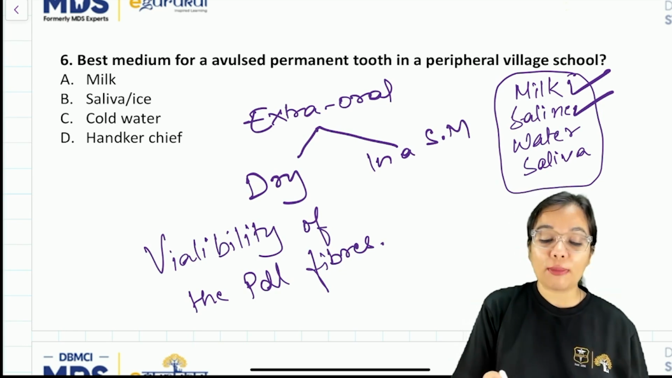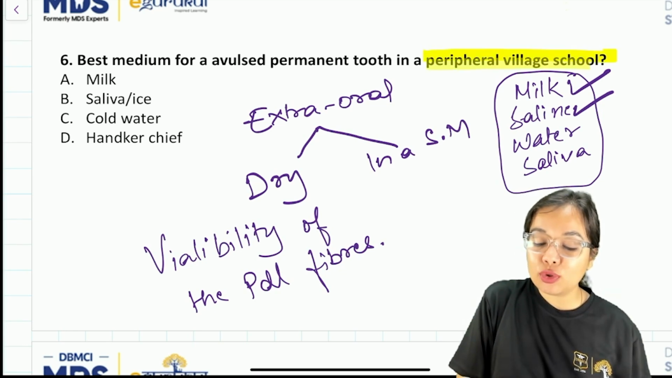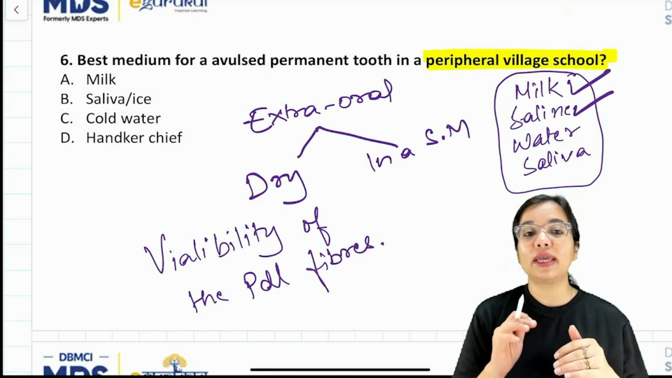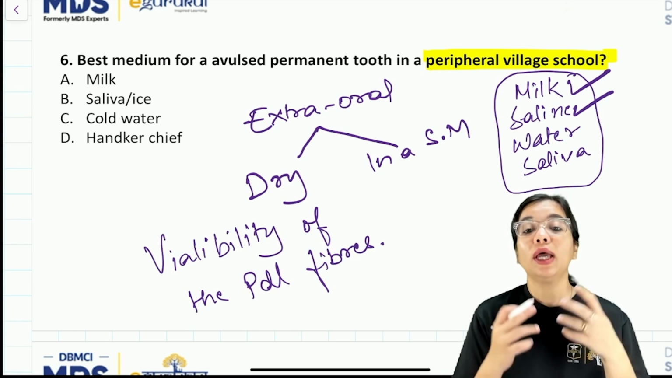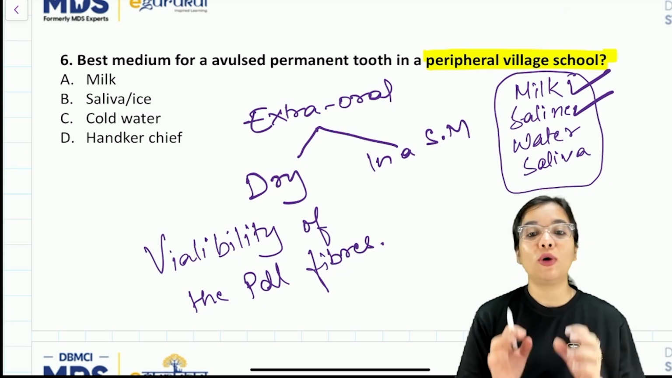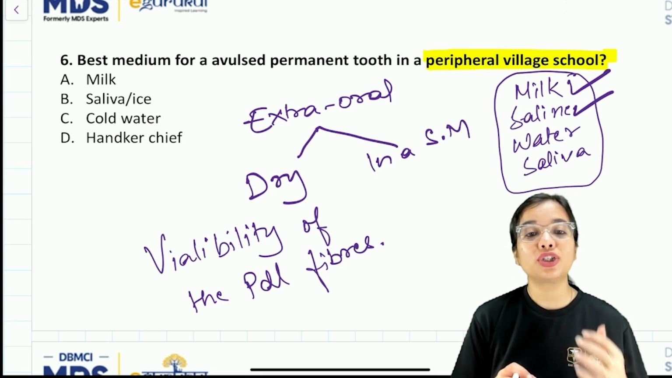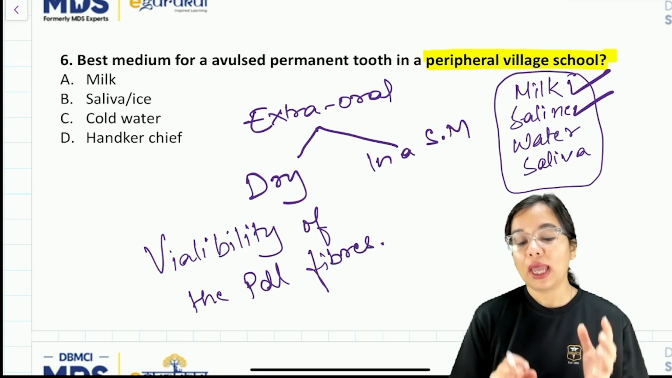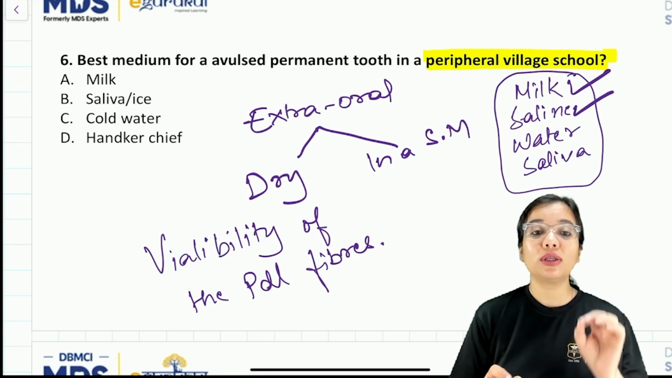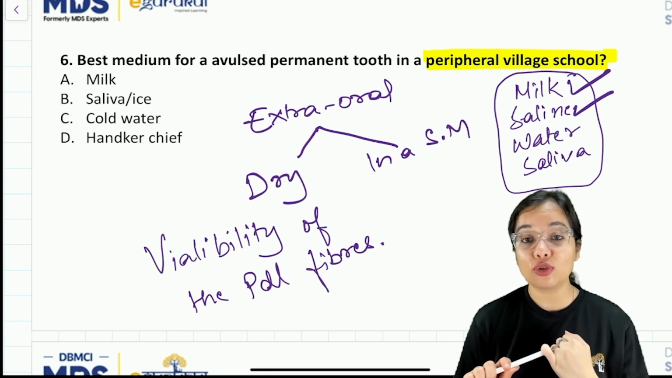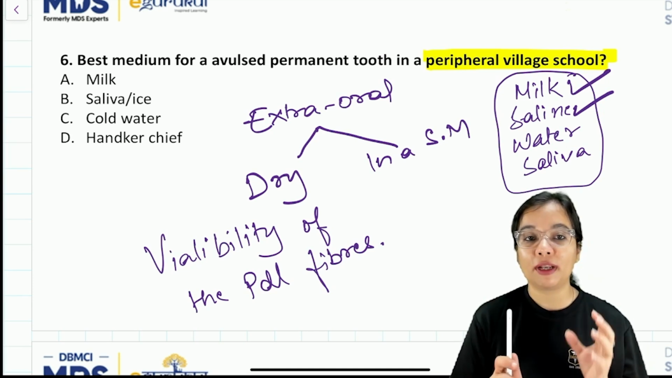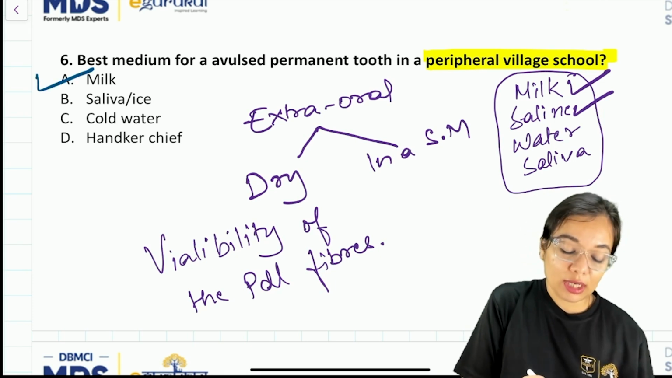So why have they mentioned peripheral village school? In the village schools they have various programs where they distribute milk to the children there. So milk is always available at a peripheral village school because there are government schemes under which they are supposed to be distributing milk to the students of that school, and hence milk is very, very readily available. So the best media, though saliva and ice is also a good media, cold water is a good media, but milk is very readily available at a peripheral village school. So the answer is milk.